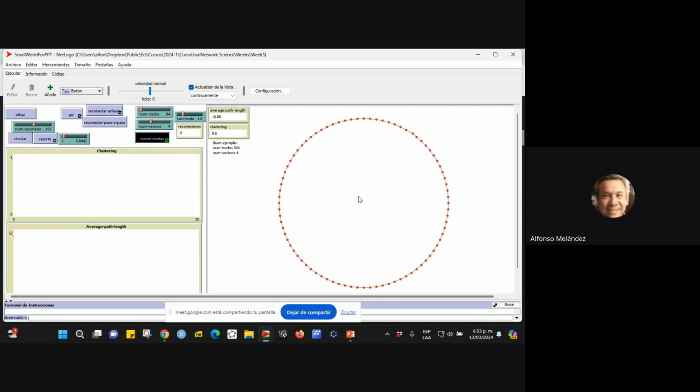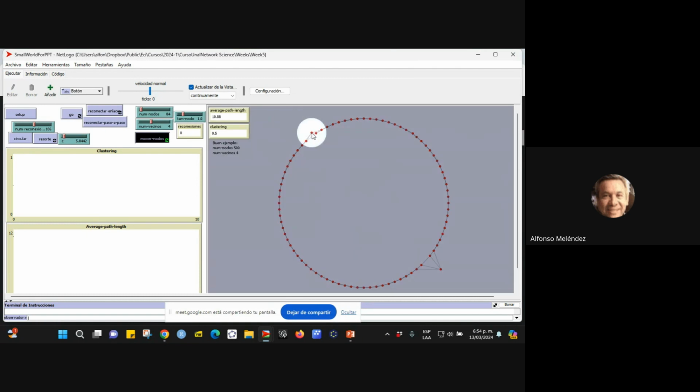But what is the problem? The average path length is big because for going to this node, you have to go right by here. Long paths. From here to here, there is a long path. The average path length of this network is 10.88.